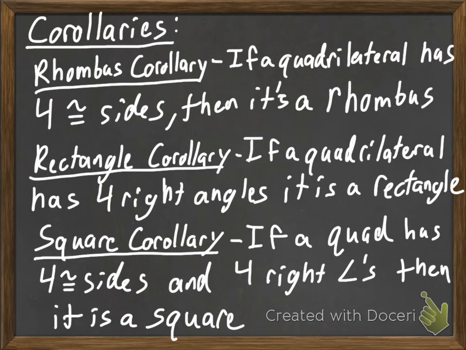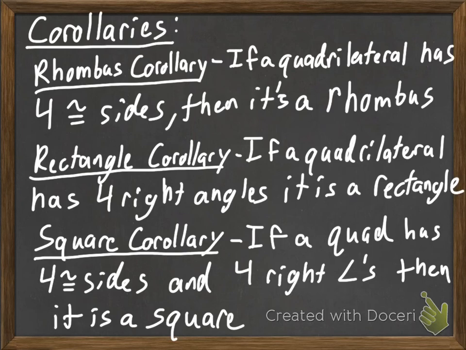Now on to the corollaries. We have 3 of them. Start with the rhombus corollary. It says if we have a quadrilateral just hanging out and we see it has 4 congruent sides, then we can say that that quadrilateral is a rhombus. So if it has 4 congruent sides, we can state it's a rhombus.